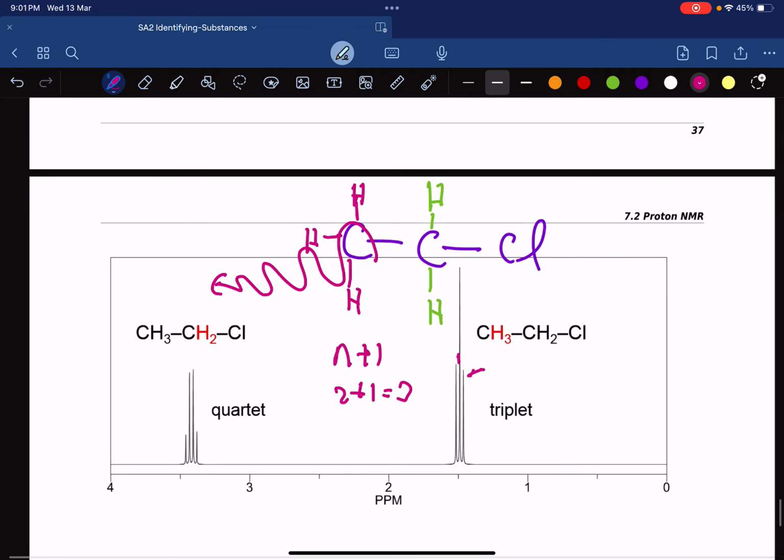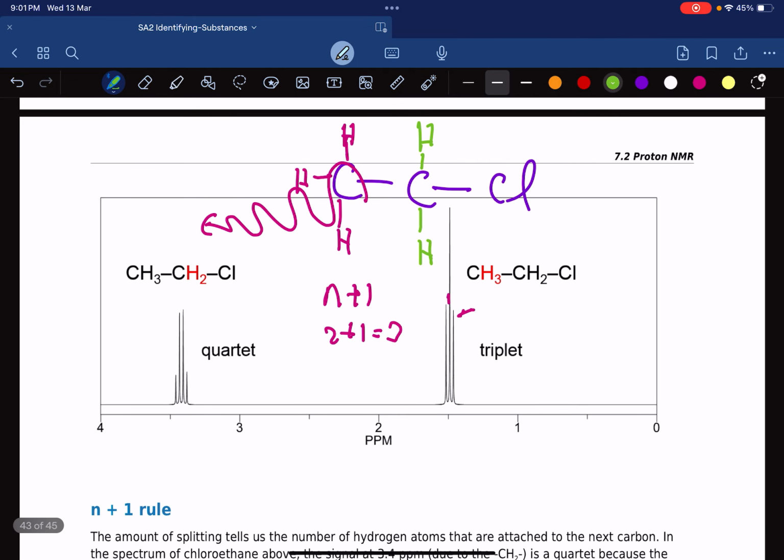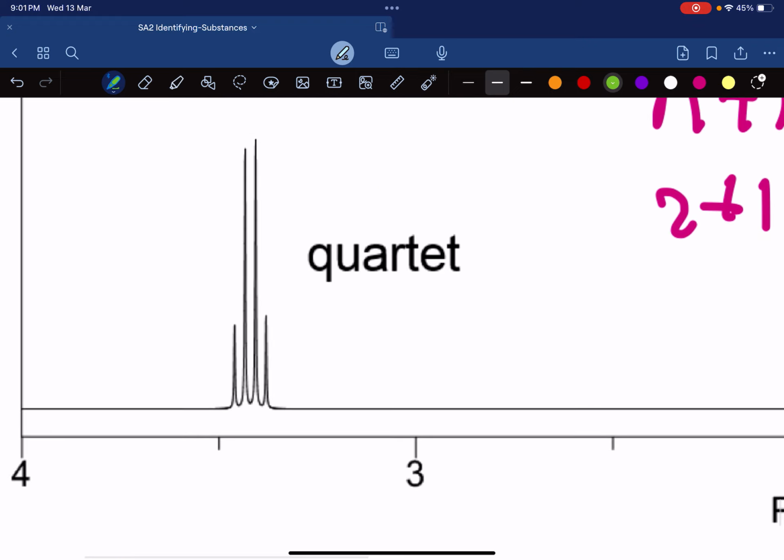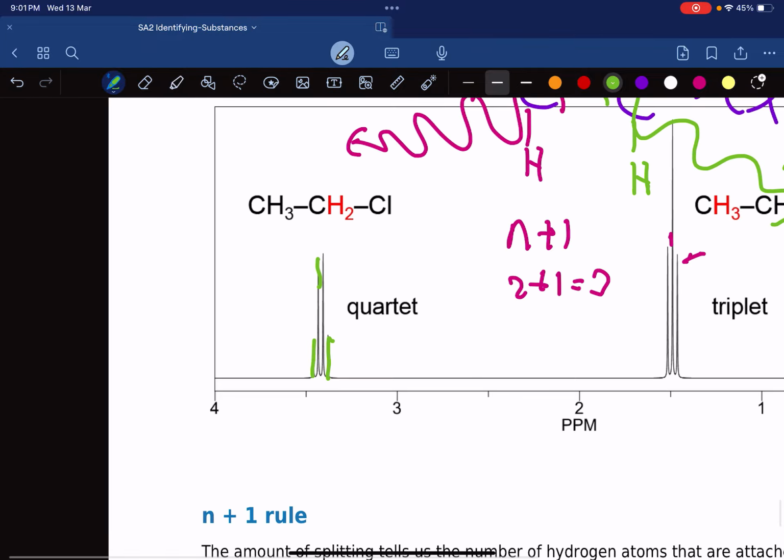Then the green hydrogens that produce a signal, their signal is split by the pink hydrogens on the left hand side. Since there are 3 pink hydrogens, the green signal is split into 3 plus 1, a quartet. So the quartet looks something like this. These two lines are about the same height, and these two lines are about the same height. So that's how a quartet looks like.